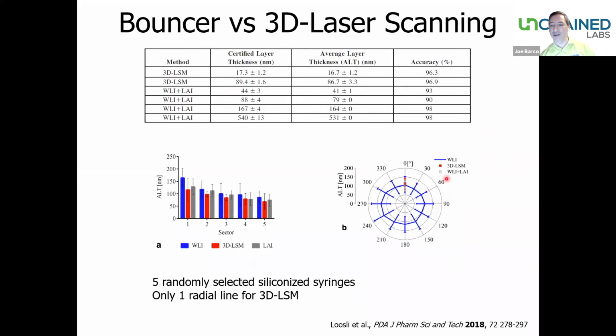And so they show that here, which is, in this case, we referenced that 0 degrees is where LSM and the bouncer make the measurement, and they're pretty consistent measurements. But the LSM would miss this non-uniform thickness in this area because it's not able to interrogate radially along the syringe.